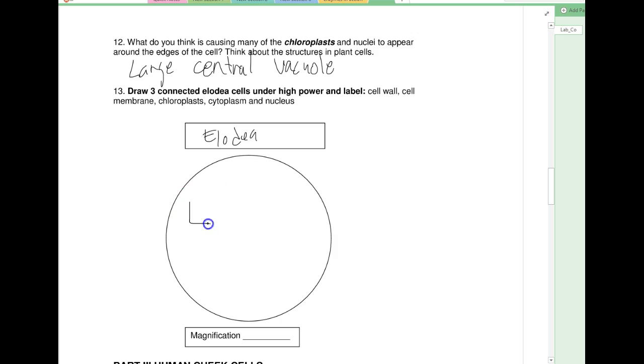The Elodea, you probably should have had... Some of you might have been able to see a nucleus, but for the most part, you saw a bunch of these guys.